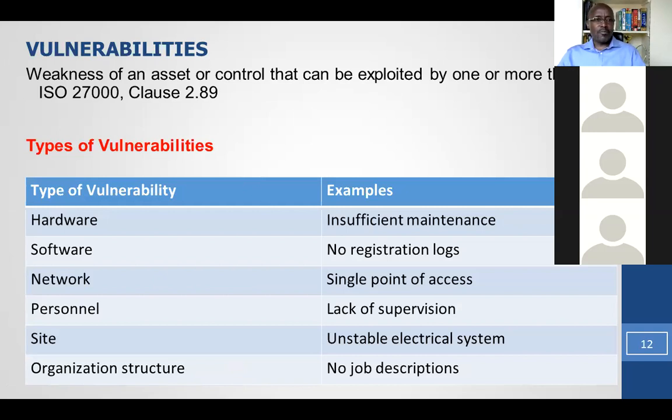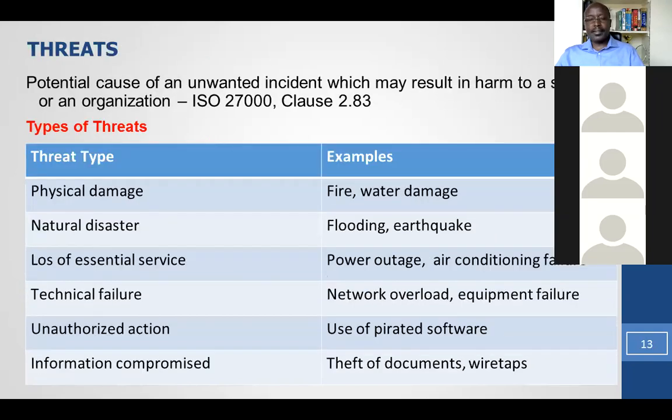So a vulnerability is a weakness of an asset or control that can be exploited by one or more threats. And here what I'm giving is just types of vulnerabilities and examples of what those vulnerabilities would be. For instance, hardware like your servers, your laptops and mobile phones can have the vulnerability of insufficient maintenance. Software systems can have the vulnerability of registration logs not being maintained. In your network, you can have the vulnerability of having a single point of access or single point of failure, where if somebody just breaches that one point, then they're able to have access to your network.